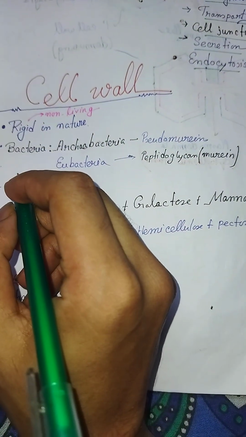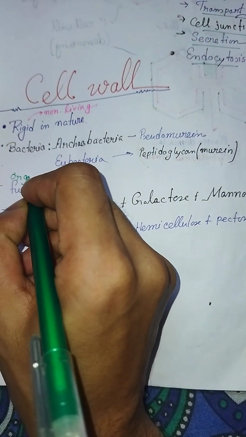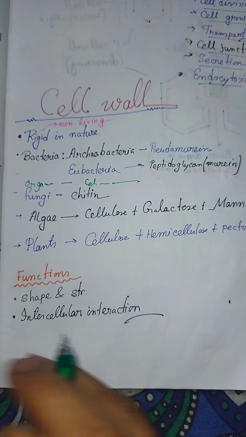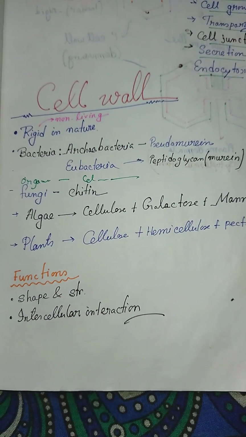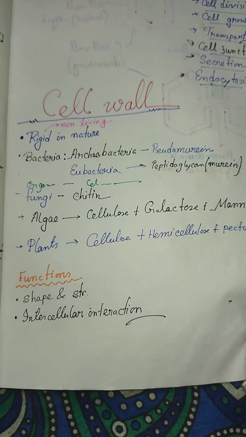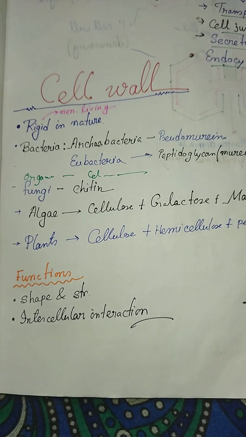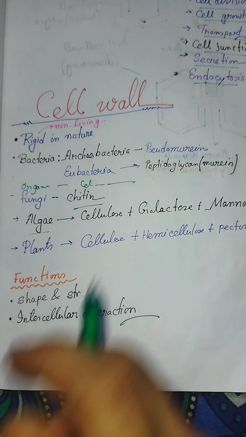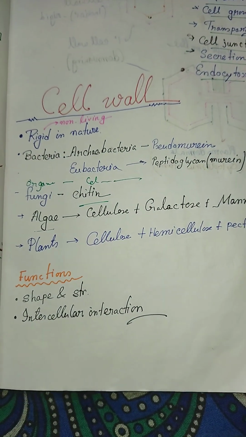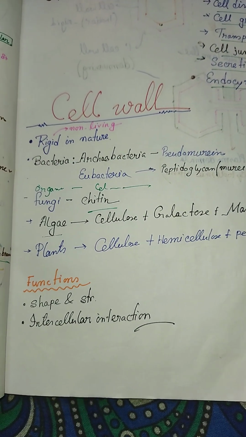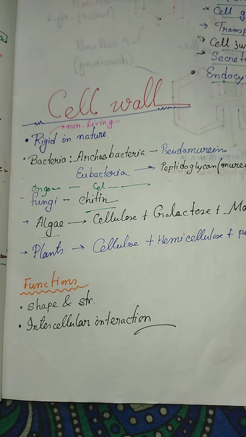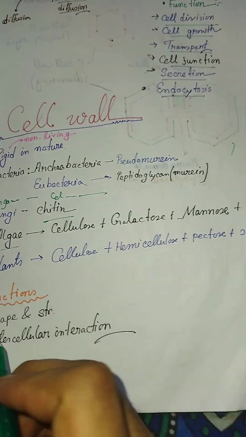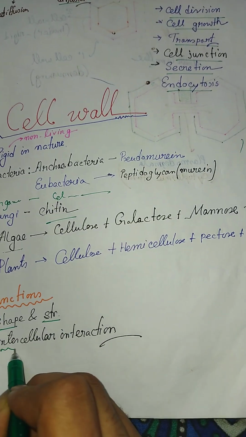Some organisms and the nature of their cell walls: Archaebacteria, pseudomurein; eubacteria, murein or peptidoglycan; fungi, chitin; algae or simple plants, cellulose, mannose, and minerals like calcium carbonate; other plants, cellulose, hemicellulose, pectin, and proteins. The functions are shape and structure and intercellular interaction.